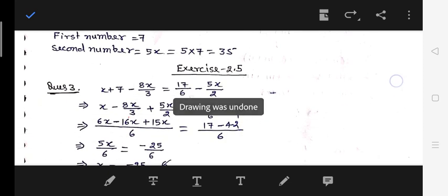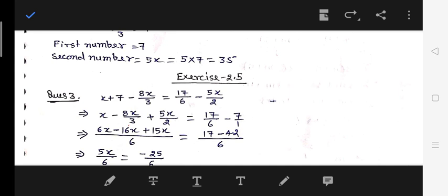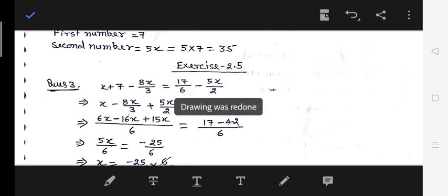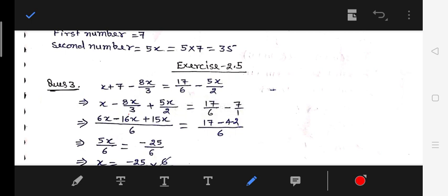Now I am going to explain question number 3 of exercise 2.5. In question number 3, one linear equation is given and you need to solve it. In the left side of the linear equation you have certain values, as well as in the right side. So I am going to send the variable terms to one side and numerical values to the other side. If I transfer minus 5x by 2 to the left side, it will be plus 5x by 2 on the left side, and here plus 7. If I transfer it to the right side, it will be minus 7. It can be written as minus 7 by 1.